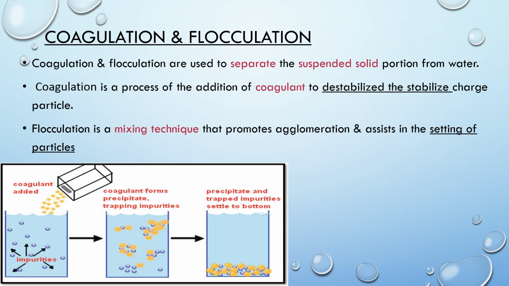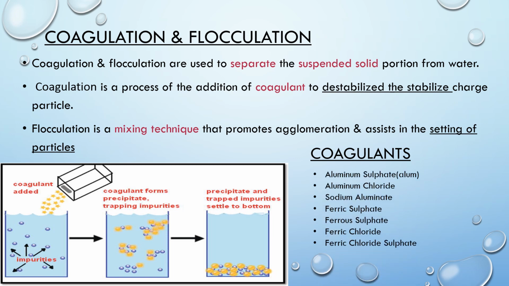In the first beaker, you can see that the coagulant is added to the impure water. In the second stage, the coagulant forms a precipitate trapping impurities. And in the last stage, the precipitate and trapped impurities settle to the bottom. There are several coagulants which are used in this process. They may be aluminum sulfate, aluminum chloride, sodium aluminate, ferric sulfate, ferrous sulfate, ferric chloride, and ferric chloride sulfate.